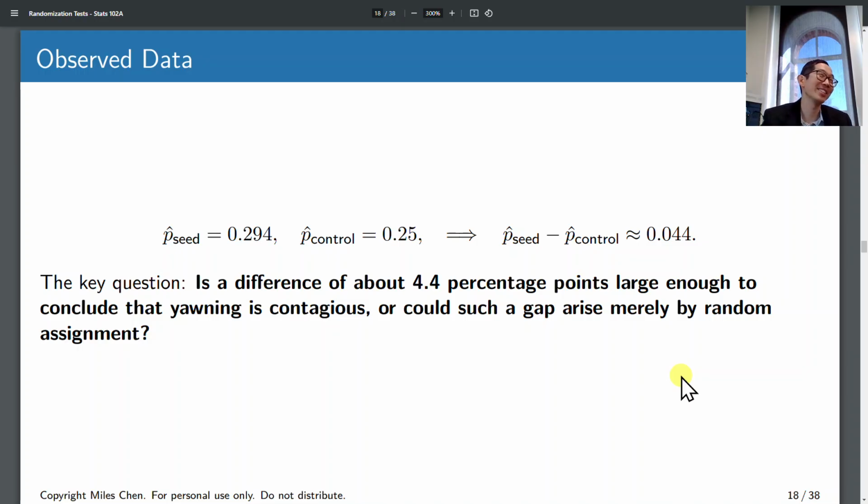I should see if people are more likely to yawn if I talk about yawning here.